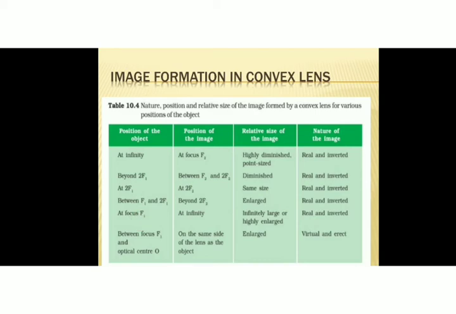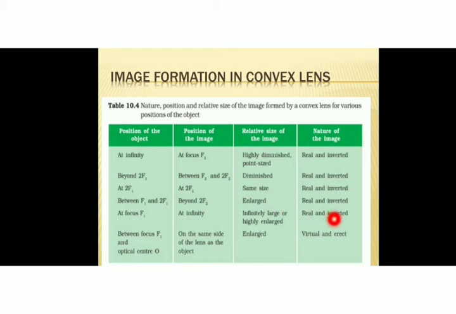When the object is at f1, the image is formed at infinity and it is infinitely large or highly enlarged. Again it is real and inverted. When the object is between focus and optic center, the image is formed on the same side of the lens. Also the size is enlarged, but what is the nature? It is virtual and erect.